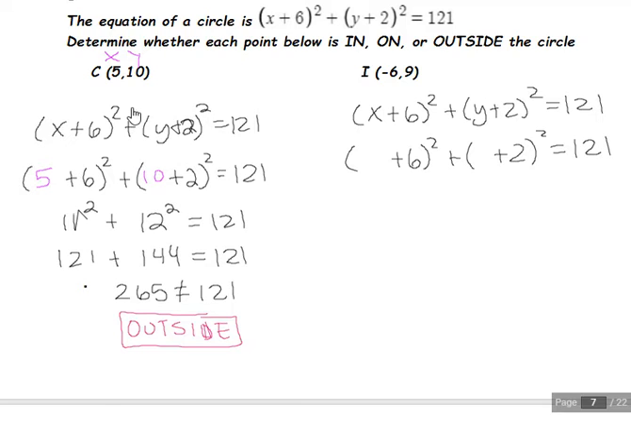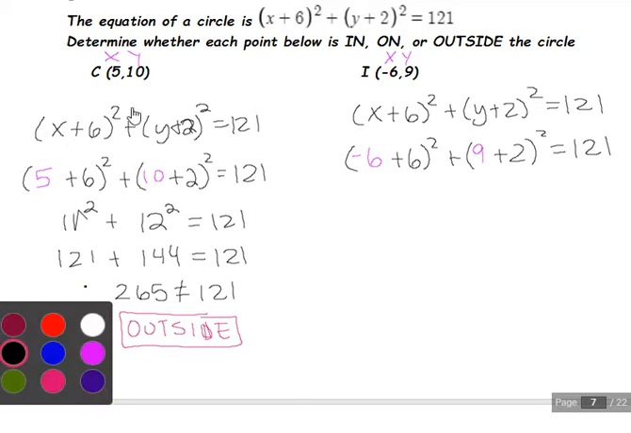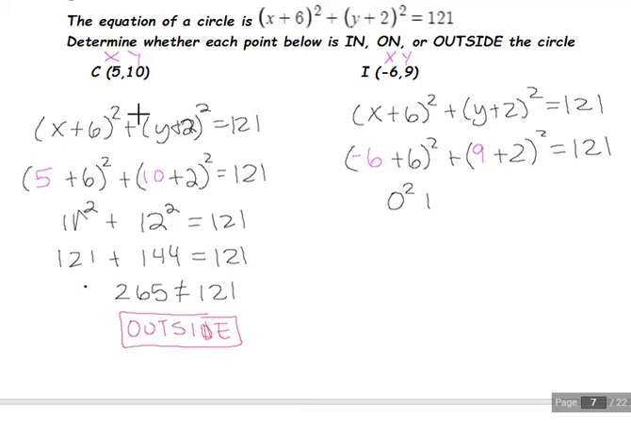So this time the point we're testing is going to be -6, 9. So -6 here, 9 there. Okay, 6 plus 6 is 0, so that's going to be gone. 9, 10, 11. 11 squared is 121. Oh, look, that's the same. And so this is going to be on the circle.